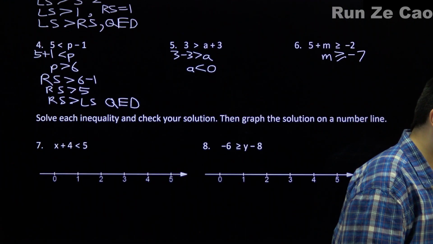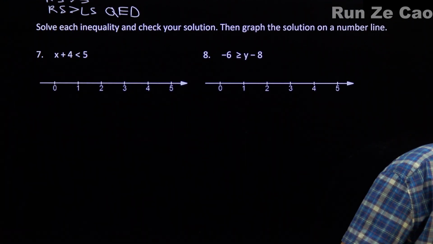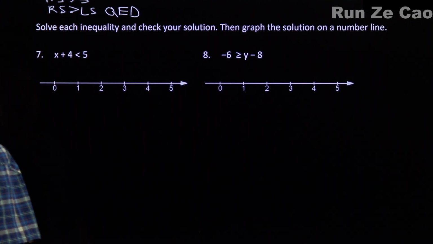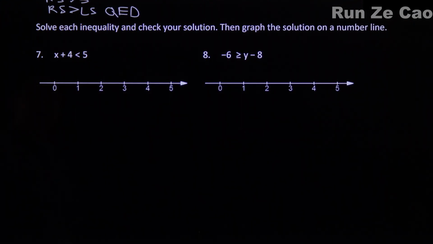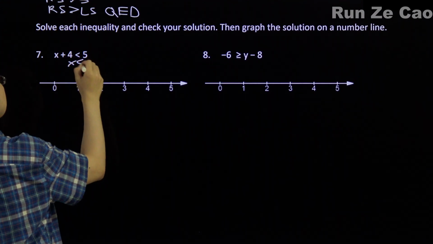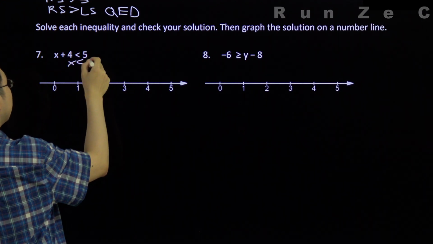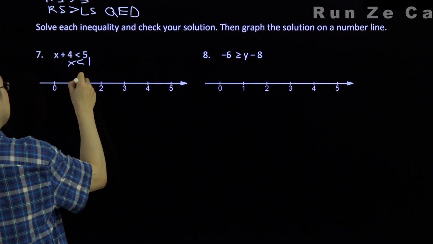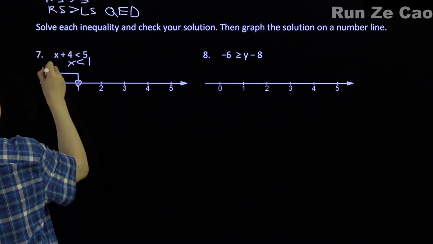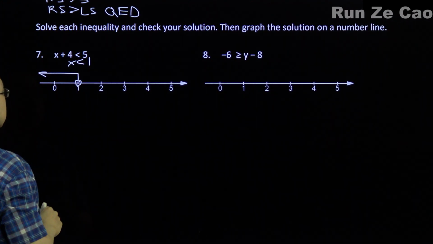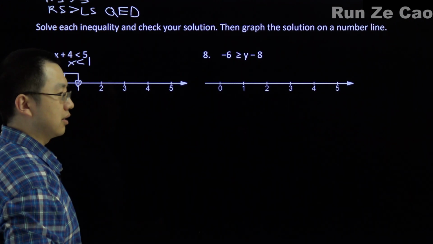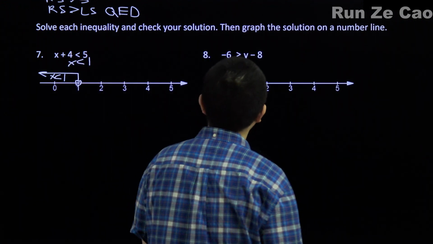All right, solve each inequality and check your solution. Then graph the solution on a number line. X plus 4 is less than 5. Well, x is going to be less than 5 minus 4, which is 1. So, x is less than 1. Labeling is a bit difficult in that case.